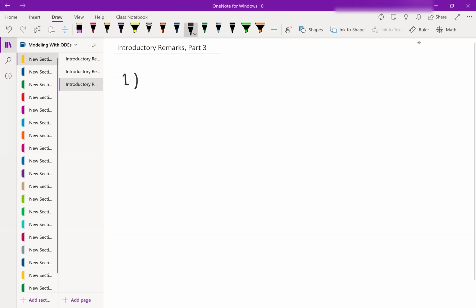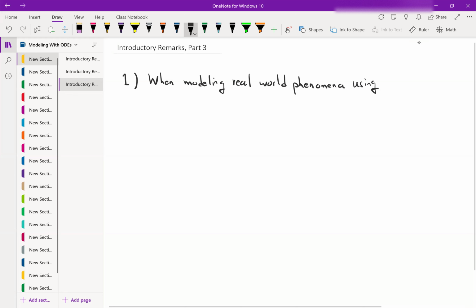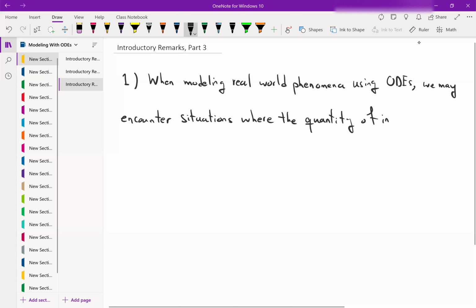One, when modeling real-world phenomena using ordinary differential equations, using ODEs, we may encounter situations where the quantity of interest takes on only discrete values.